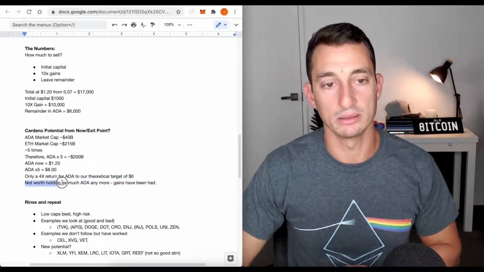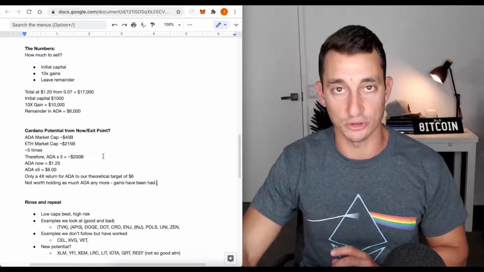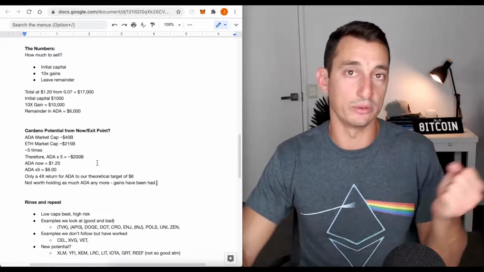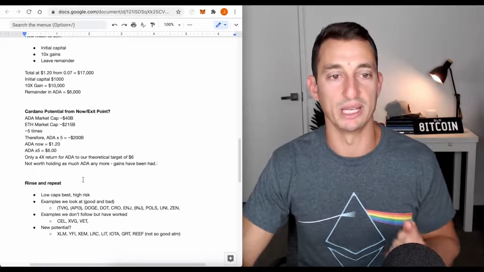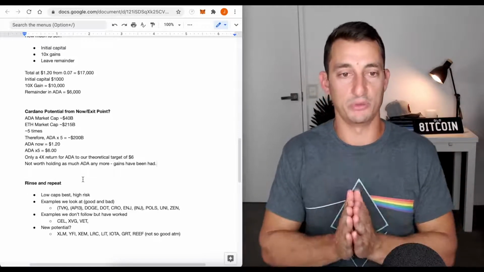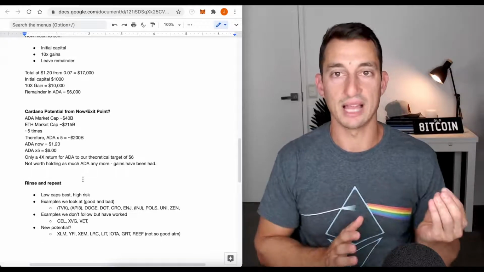Not worth holding as much ADA anymore. Gains have been had. We have had 1,700% gains already. Now let's pull those and find something else that we can rinse and repeat on. This is the point. We're in such a beautiful position right now in this example. I get it. We have tons of money in Cardano still.